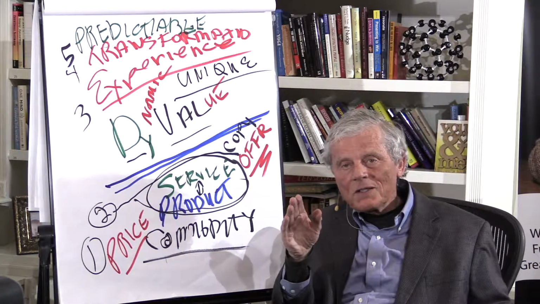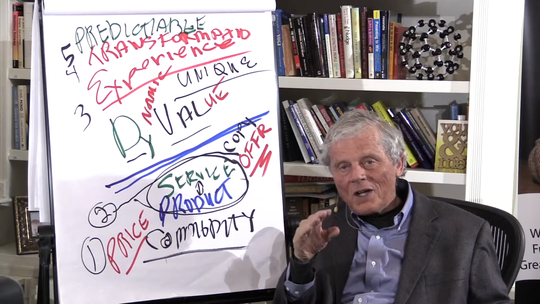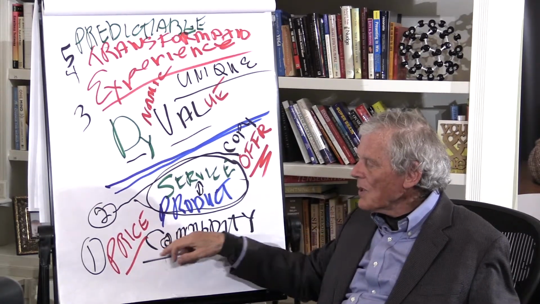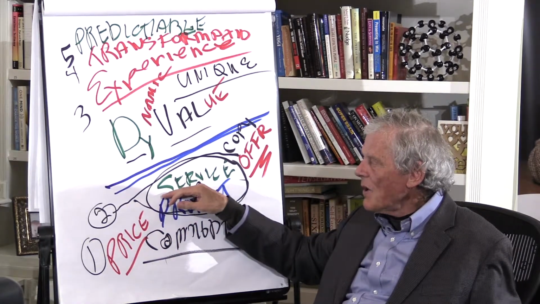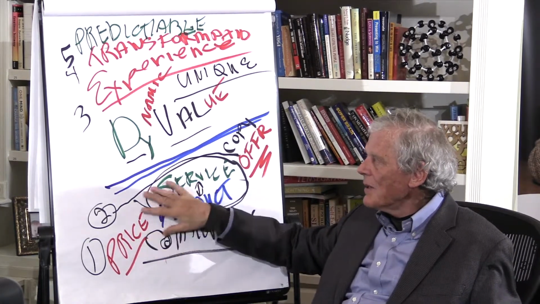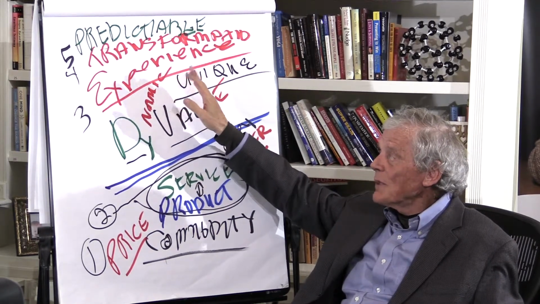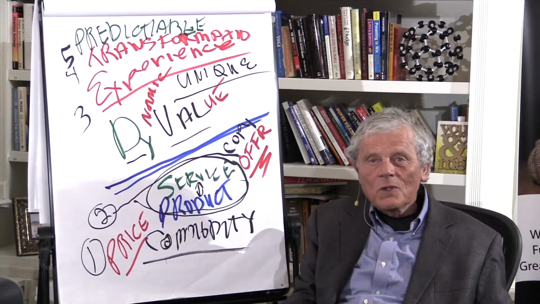So if you start to understand how to deal with the Dival hierarchy, it's down here, price alone, commodity. The next level up is offer, where you don't want to play ever. You've got to get up to the level of experience, then get up to transformation, and then predictable transformation, where you go to risk reversal, where the price goes.